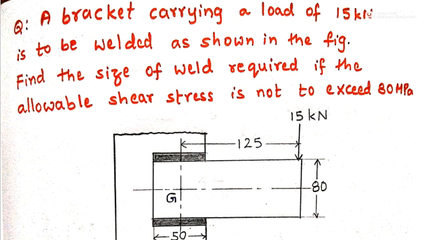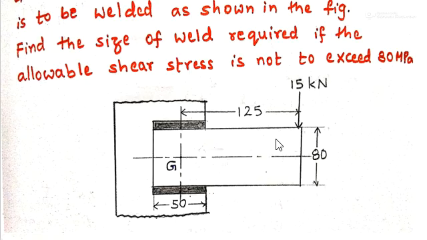Now here we are going to see a problem from the topic welded joints. Let us see the problem. A bracket carrying a load of 15 kilonewtons is to be welded as shown in the figure. Find the size of the weld required if the allowable shear stress is not to exceed 80 megapascal.